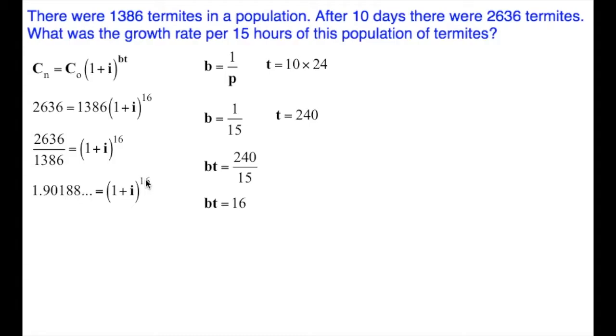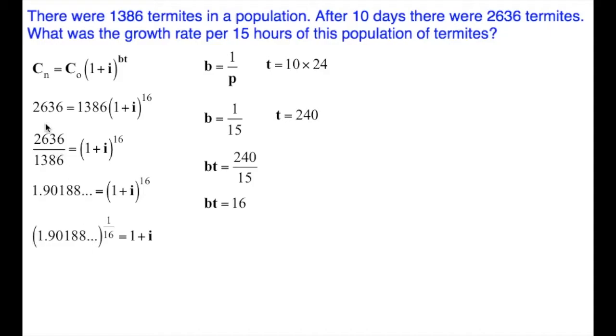I want to get rid of this 16. This whole right-hand side is being raised to the power of 16. To get rid of this 16, I'm going to raise the right-hand side to the 1/16. So the 1/16 will multiply the 16 and it will cancel. It will become a 1, and everything is raised to the power of 1. So I'm going to raise both sides to the 1/16. When I raise this side to the 1/16, it's going to cancel, and then I'm going to be left with the left-hand side raised to the power of 1/16 is equal to 1 plus i.